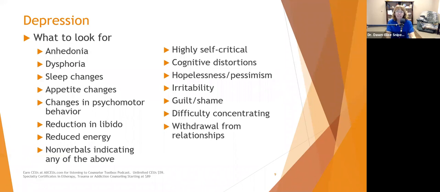The person may be highly self-critical, may report things using a lot of cognitive distortions, a lot of all or none, polarized thinking, personalization, magnification, exaggeration. Please review your cognitive distortions. They may have a sense of hopelessness and pessimism, irritability, guilt and shame, difficulty concentrating. And remember, some of us when we get sleep deprived have difficulty concentrating. So we want to look at what's causing it. And withdrawal from relationships. These are all the things, and you're like, oh my gosh, how am I going to remember to check for all of those?